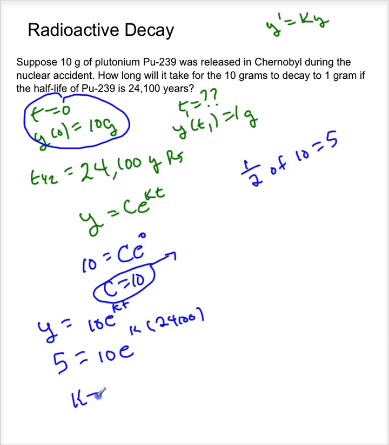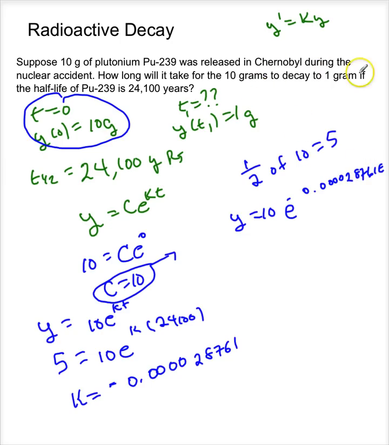So when I solve this for k, I get k is about negative 0.123428761. So our half-life model tells us that y is equal to 10 e to the minus this ugly thing, 0.123428761t. So how long does it take to decay to 1 gram? Well, 1 is equal to 10 e to the minus, and I'm just going to put kt here because it's kind of a mess. Solving this for t, this is going to be, excuse me, about 80,059 years.